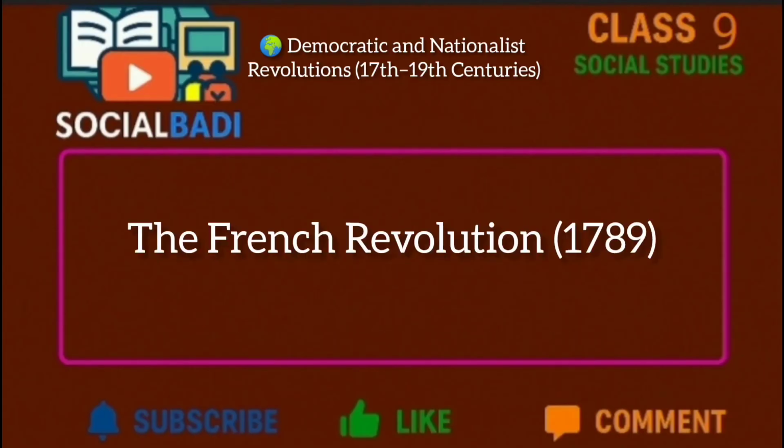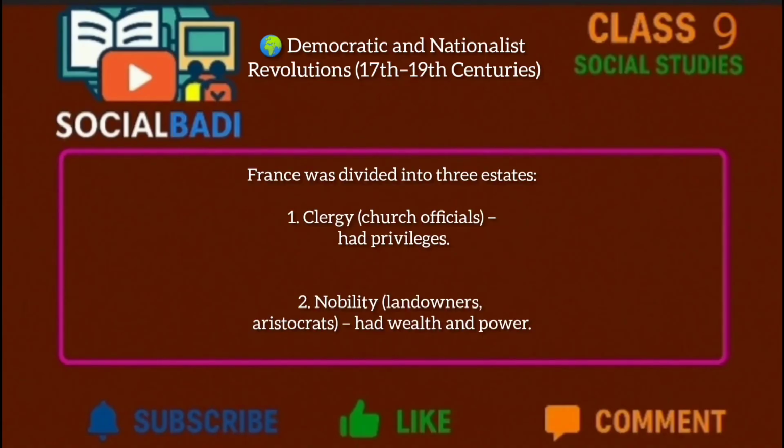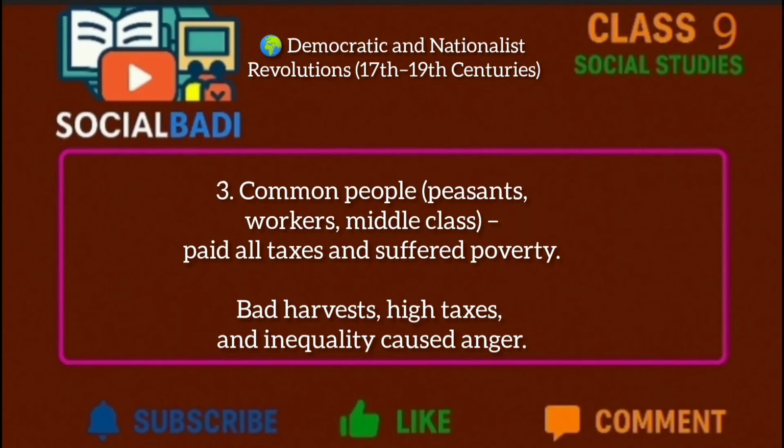The French Revolution, 1789. France was divided into three estates. Clergy, church officials, had privileges. Nobility, landowners, aristocrats, had wealth and power. Common people, peasants, workers, middle class, paid all taxes and suffered poverty. Bad harvests, high taxes, and inequality caused anger.